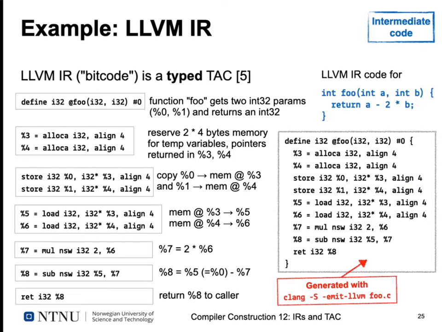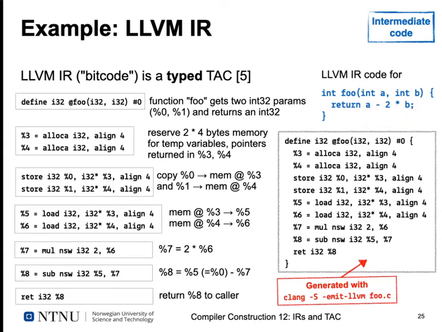One real-world example of a 3-address code that's used in common compilers is the intermediate representation used by the LLVM toolchain. LLVM IR is also called bitcode, and that's a bit of an exceptional intermediate representation. LLVM retains type information in the 3-address code, so it's a typed 3-address code. For example, on the right hand side we have the LLVM IR code for this C function. This is a function foo that takes two parameters a and b, both integers, returns an integer, and the return value is again our expression a minus 2 times b.